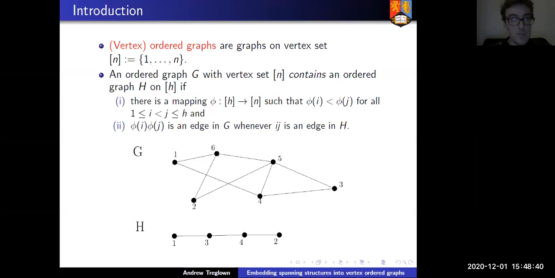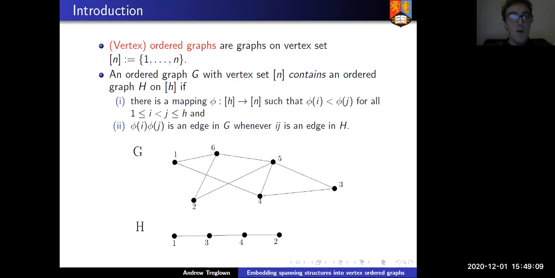More precisely, a vertex-ordered graph, or just an ordered graph, is a graph on n vertices that are labeled 1 up to n. Again, the vertices inherit the ordering of the numbers. So 1 is the smallest vertex, 2 is the second smallest vertex, and so on. Okay, so that's an ordered graph.